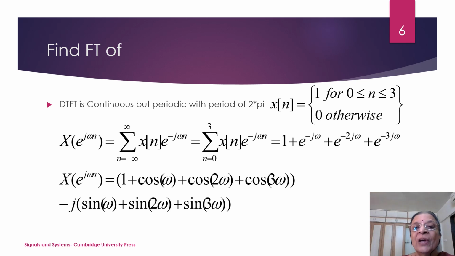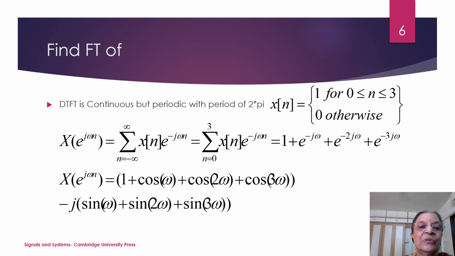Suppose we have the signal x[n], which is equal to 1 for n varying between 0 to 3. So there are 4 samples in the signal. At n equal to 0 it is 1, n equal to 1 it is 1, n equal to 2 it is 1, and n equal to 3 it is 1. It is equal to 0 otherwise. This is supposed to be a band limited signal, and hence I can sample it, and after sampling I am getting only these 4 samples. Outside this it is equal to 0.